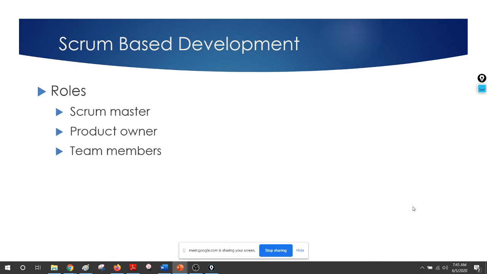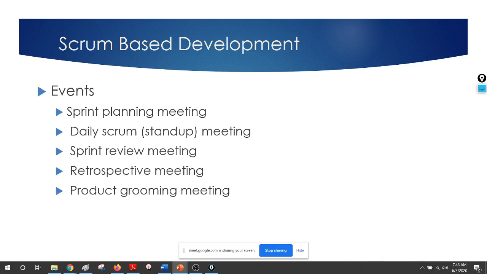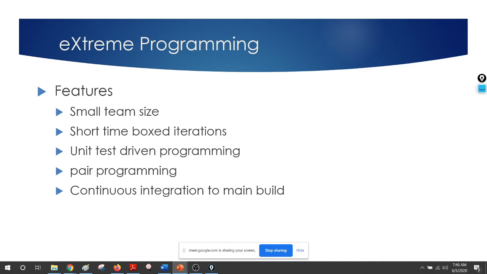Right? So that is how Scrum based development works. I just rushed through it, right? Then we have extreme programming also, part of the Agile approach. There also we have a lot of overlapping: small team size, short time box iterations, emphasis on unit testing, pair programming, continuous integration to the main build, etc. Right? So those things are there, right?